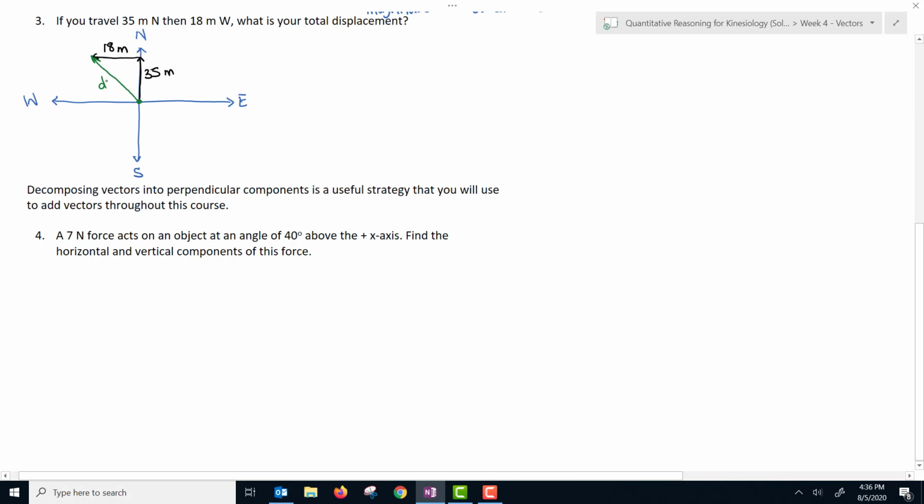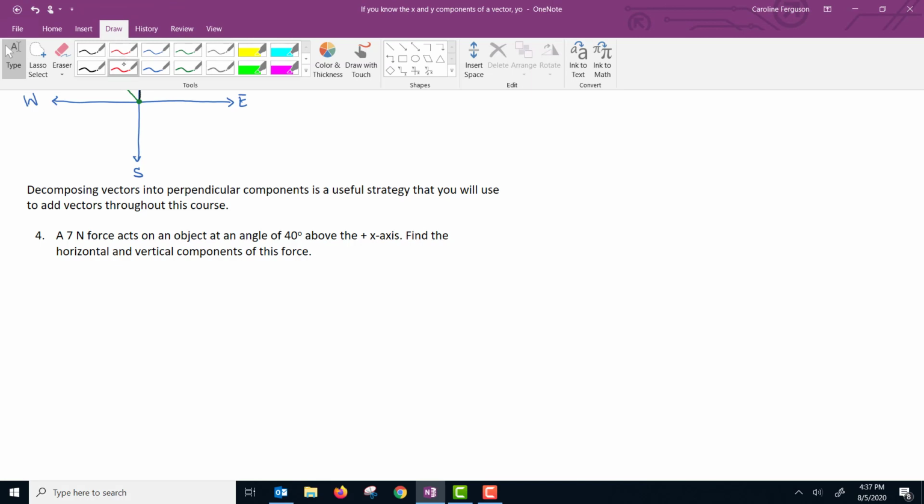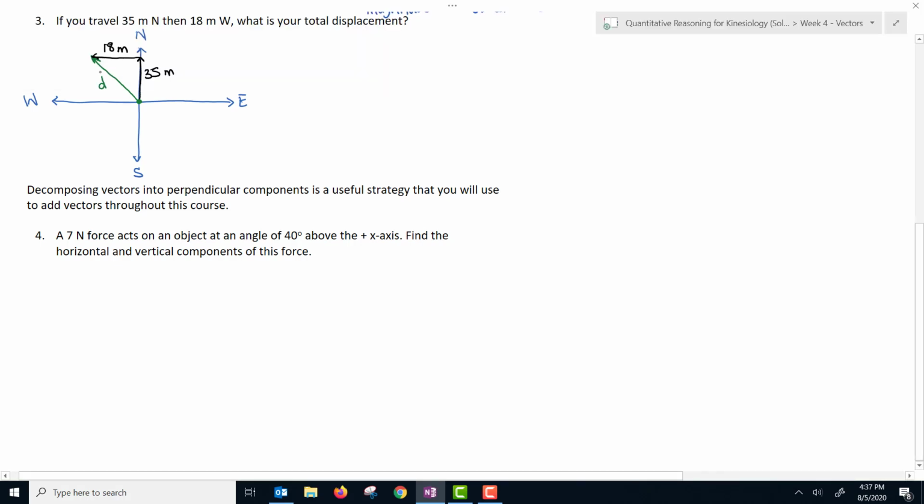Okay, so if we're looking for the magnitude of it, what do we use? We can use Pythagorean Theorem. Let's label everything that we know. Our D is our hypotenuse here, so that would be C. And then A and B can be any of the other two sides. So when we write out our formula for Pythagorean Theorem, we'll start with A squared plus B squared equals C squared. Now let's sub in what we know.